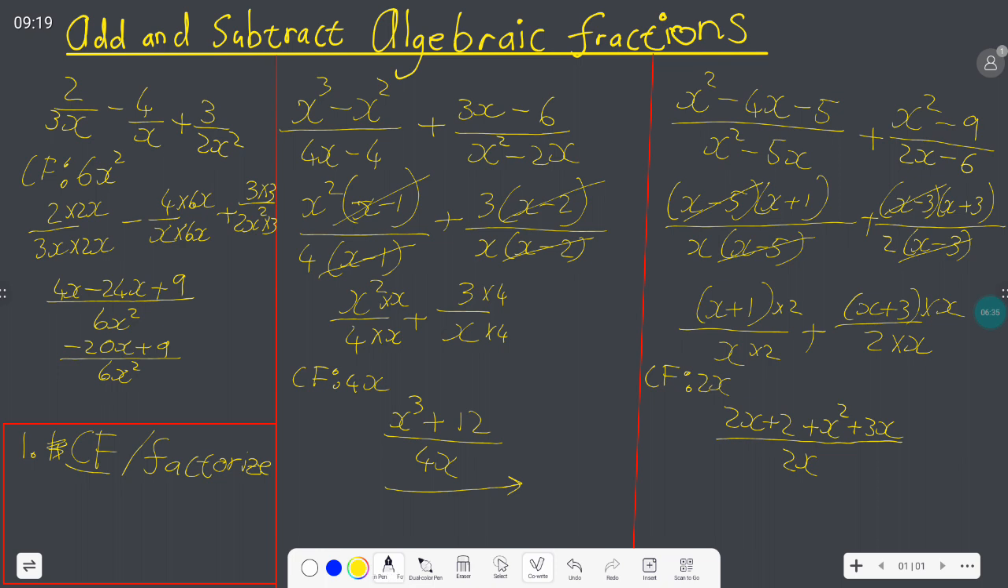Okay, now we have to simplify it. We want the person that's marking to see our final answer. It's going to be x squared plus 5x plus 2 all over 2x.